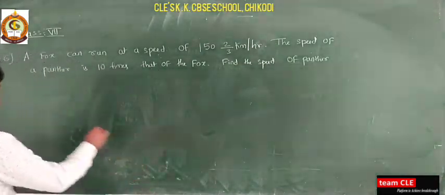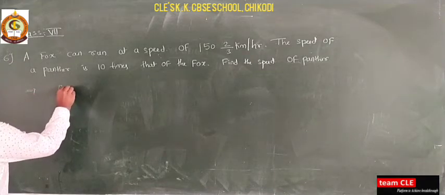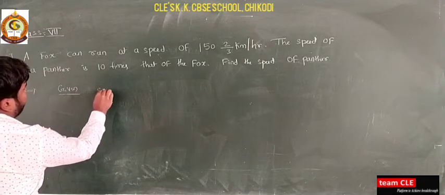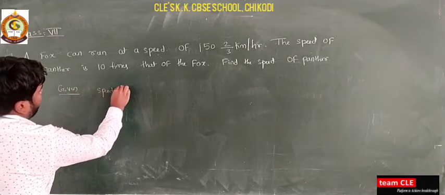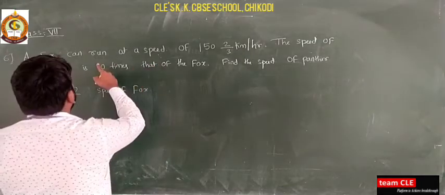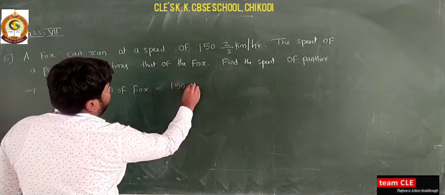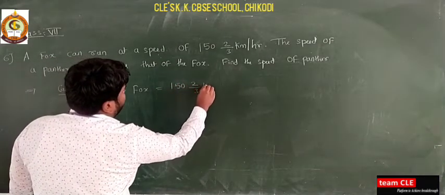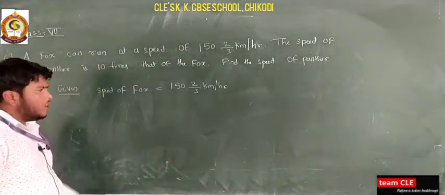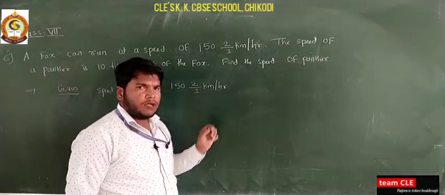First you can write the given thing. The given thing is the speed of the fox. What is the speed of the fox? The speed of the fox is 150 integer 2/3 kilometer per hour. So speed of fox is equal to 150 integer 2/3 kilometer per hour.